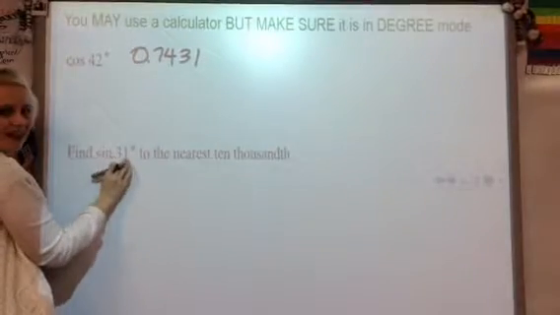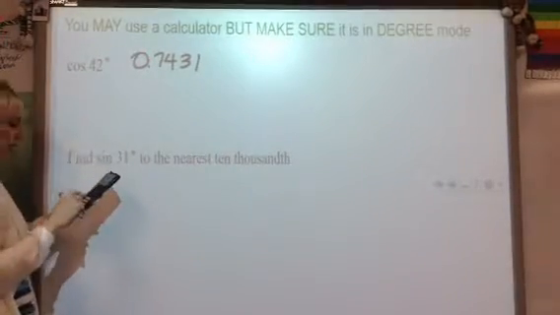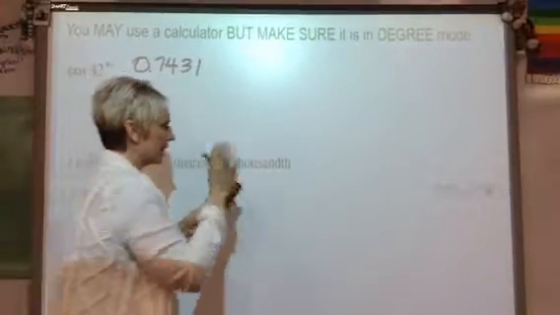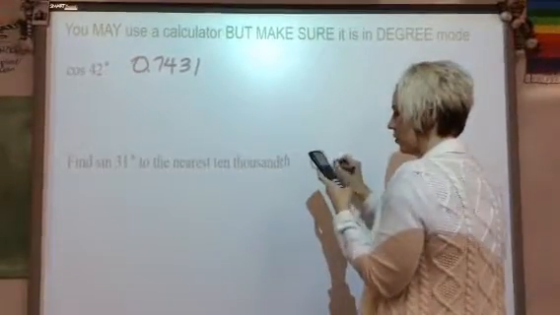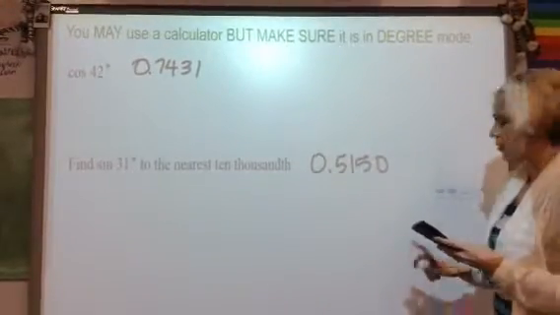Let's try another one. Sine of 31 degrees. I want to go to the nearest 10,000, so that's 4 decimal places. So I hit sine 31, and that would be 0.5150. So you try the examples in your notes.